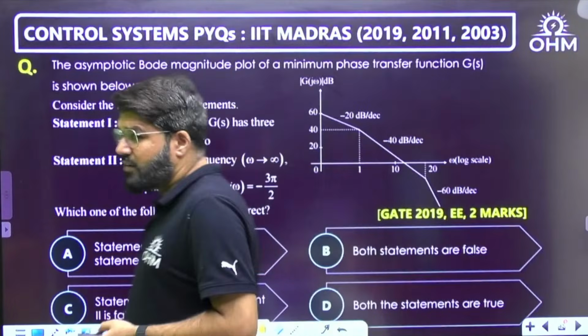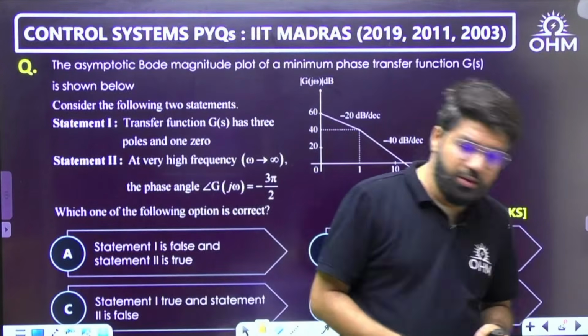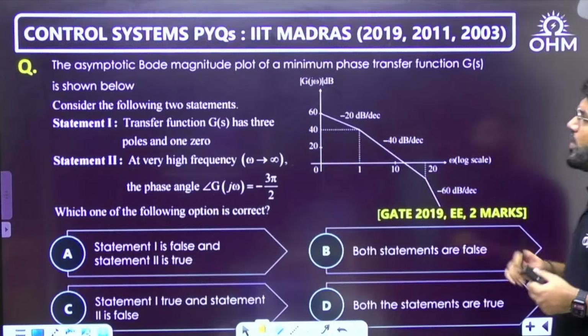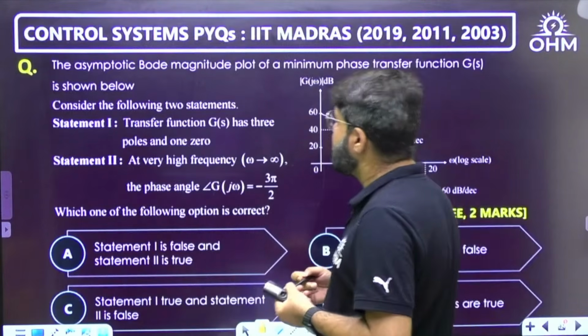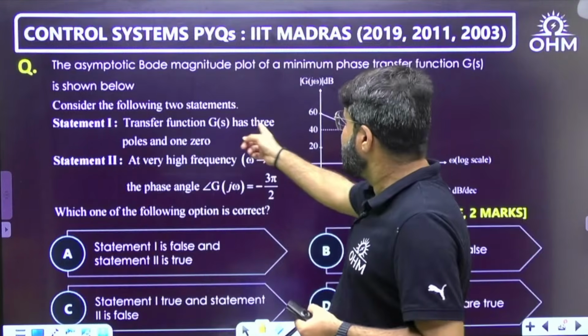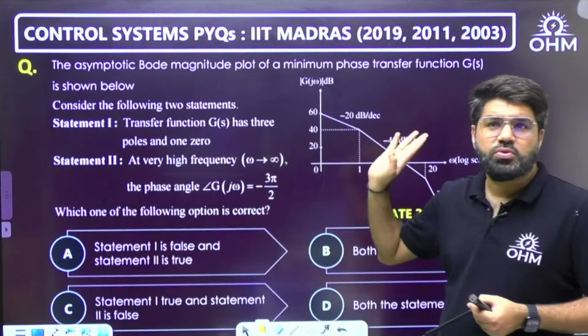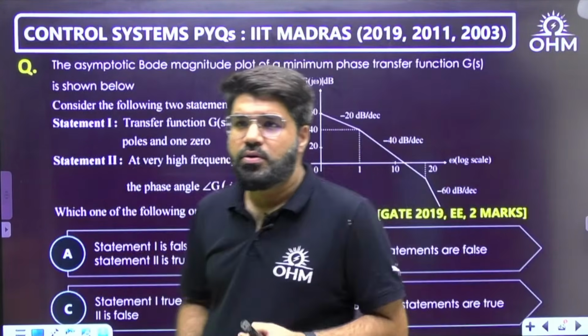Bode plot question. We revised Bode plot in the previous session also, initial slope and all those things. The asymptotic Bode magnitude plot of a minimum phase transfer function is given. Consider the following two statements. The transfer function G(s) has 3 poles and 1 zero, and at very high frequency, the phase angle is minus 3 pi by 2. One similar question we have solved in the previous class also. That was only counting the number of poles and zeros. This is one add-on thing.